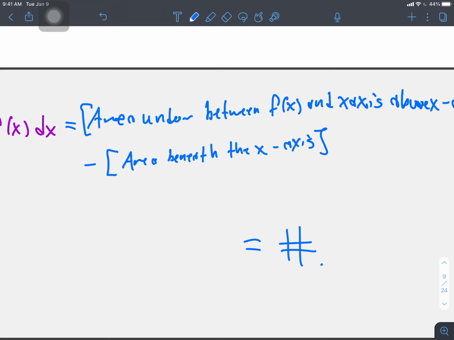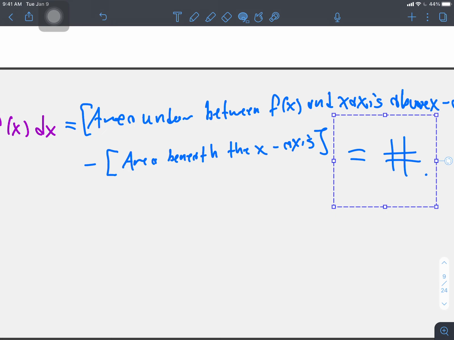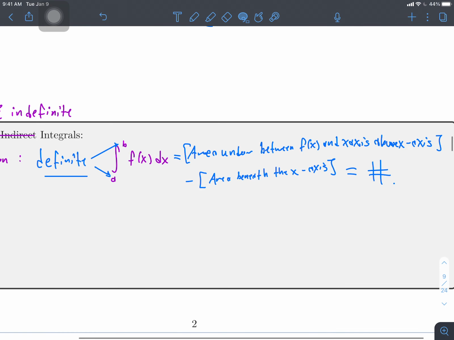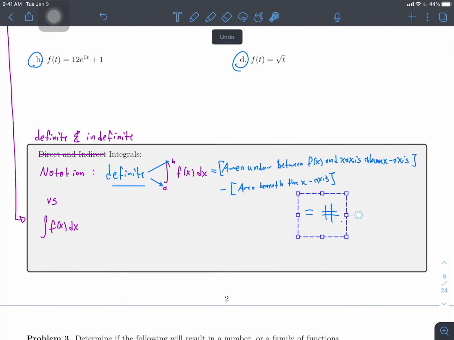And whatever those numbers are, I take them and I subtract them, and my end result is a number. So anytime I see this integral from a to b of f of x dx, I know that it's just standing in the place of what is in reality just a number.